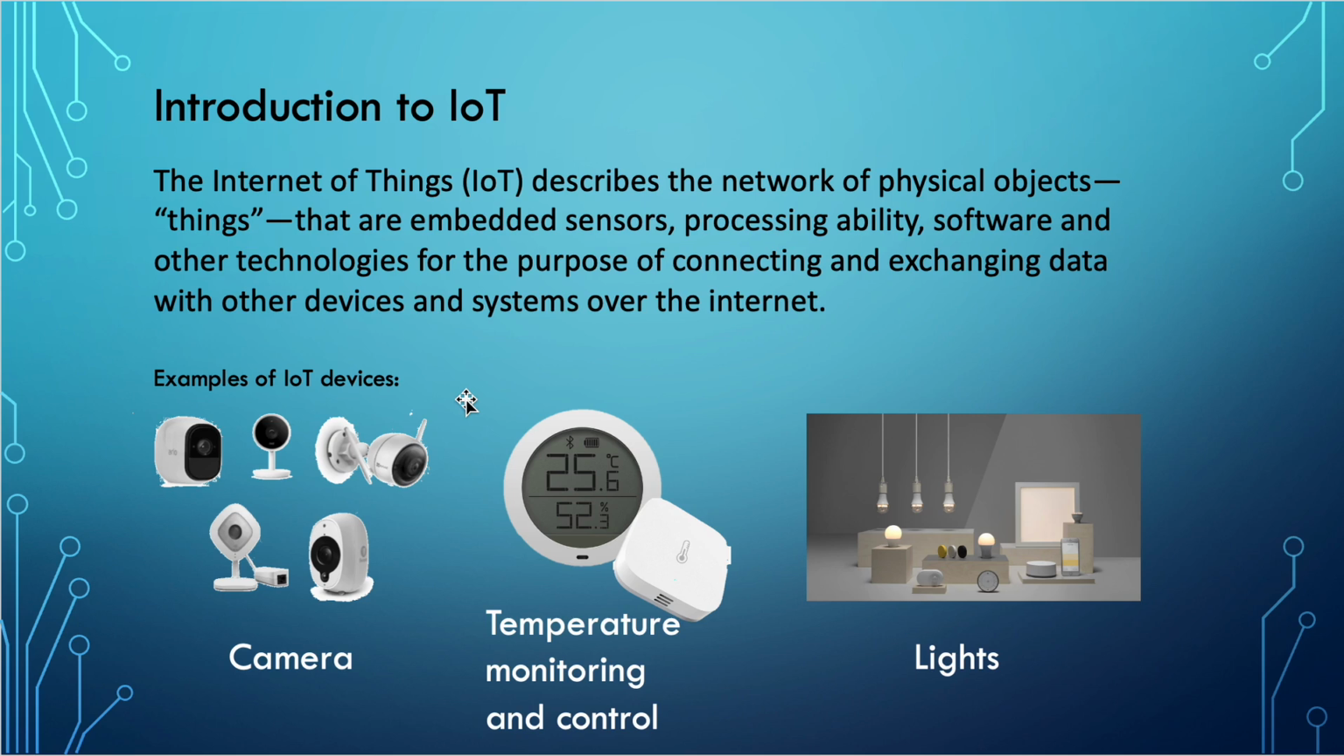So cameras can be used even now. While I'm telling you examples, in your heads there will be more examples coming to you. So cameras are one of the main examples for an IoT device. Then we will look at the other example next to cameras. It is temperature monitoring and control units.